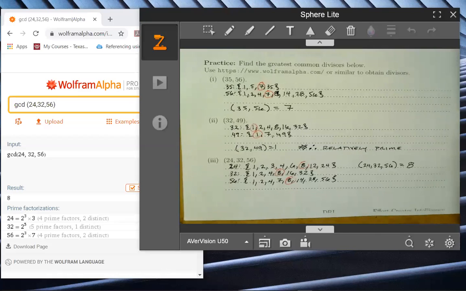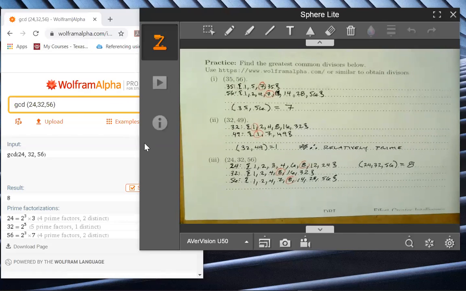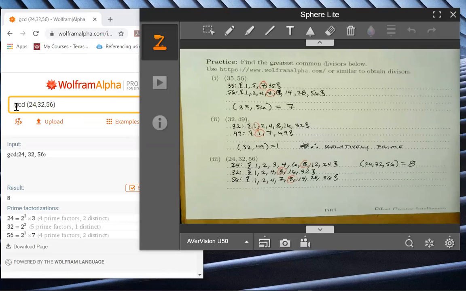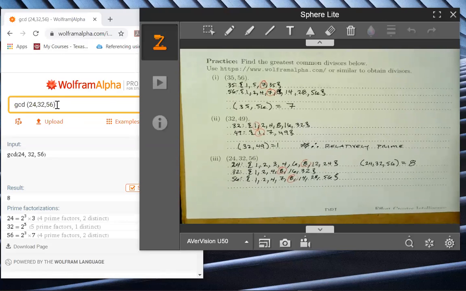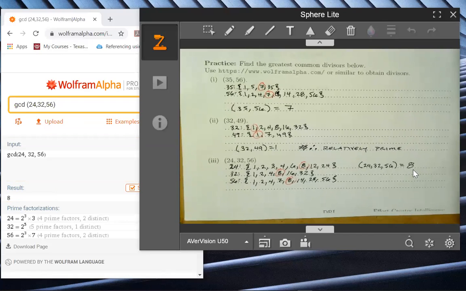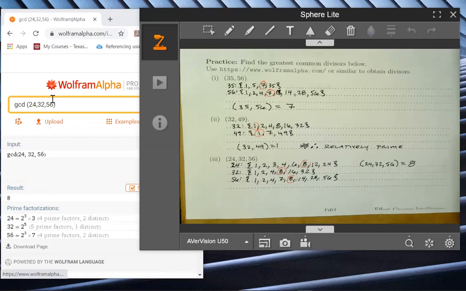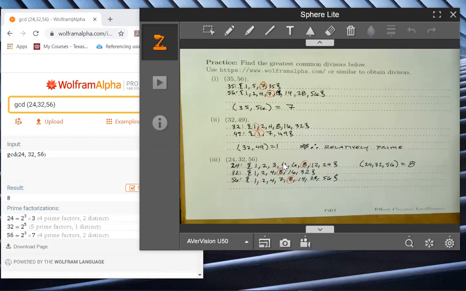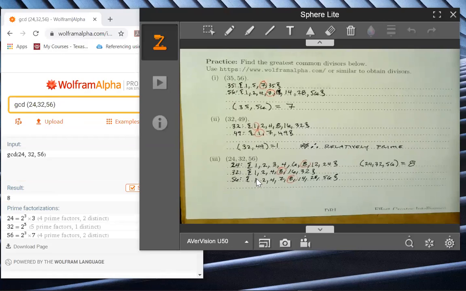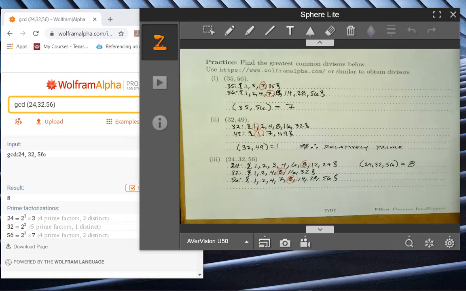But if you're still here, let's show you a little trick that you can use with Wolfram Alpha to check your work. We can put in here GCD of 24, 32, and 56. Here's my input. The result is 8, which matches what we have. Note that that is a nice way to check your work, but if you're going to show your work, this is the information that needs to be evident. We need to see each of those sets of divisors and clearly indicate that you are identifying what you need to have.